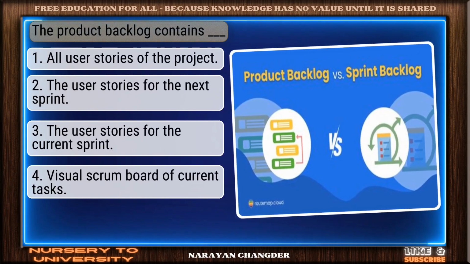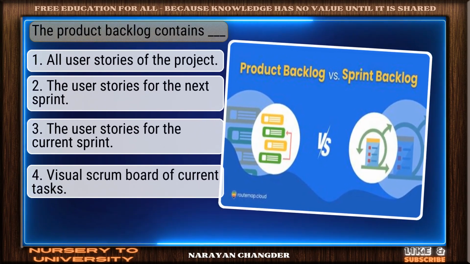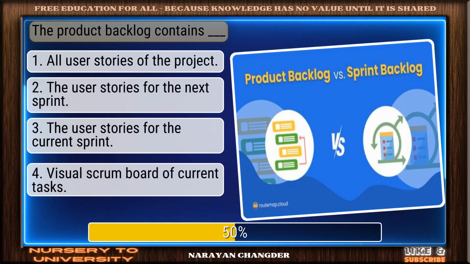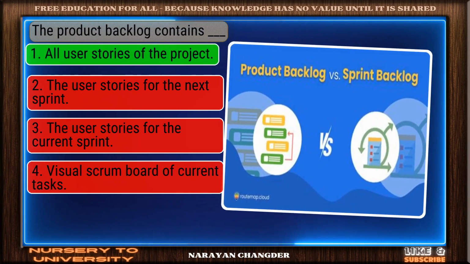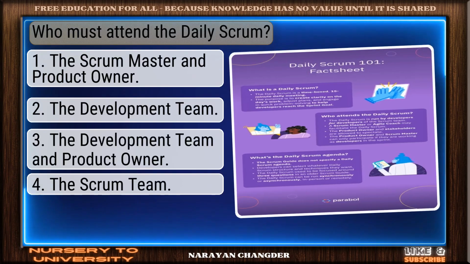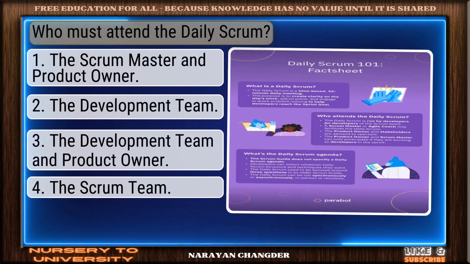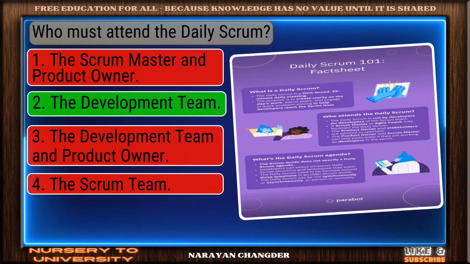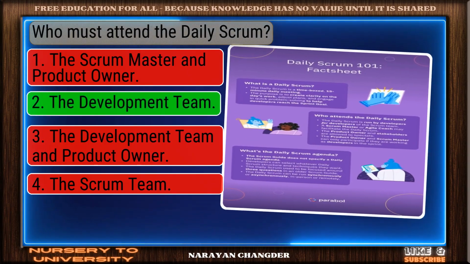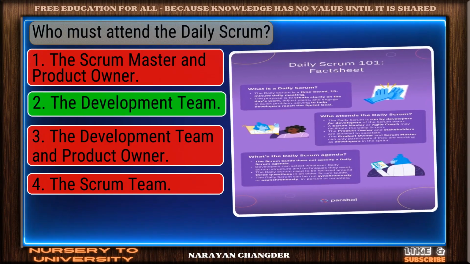Question number 1. The product backlog contains dash. Valid point. All user stories of the project is true. Question number 2. Who must attend the daily Scrum? Good job. Your answer, the development team, works well here.